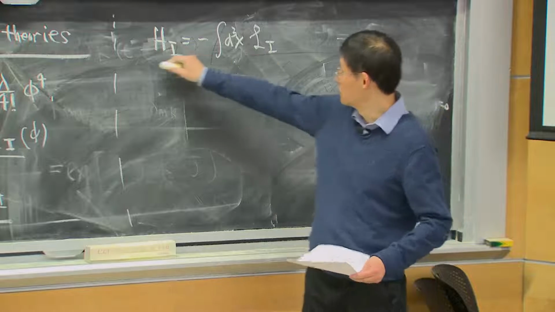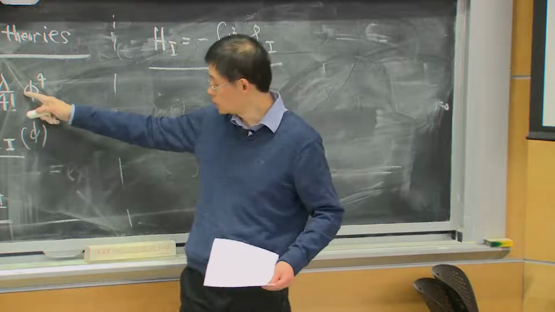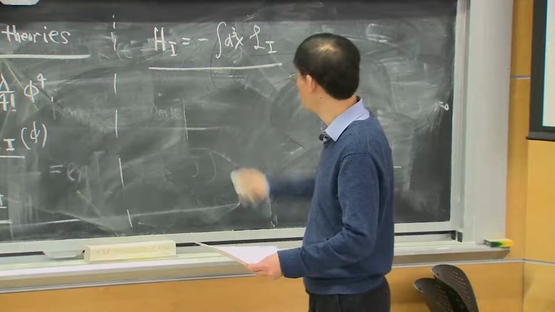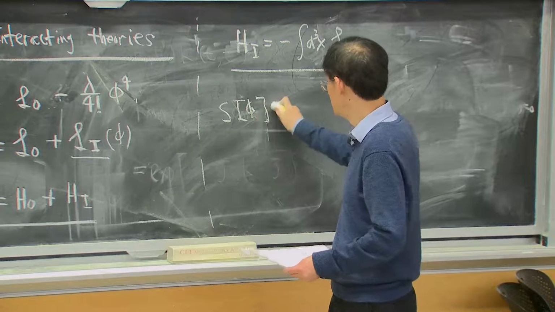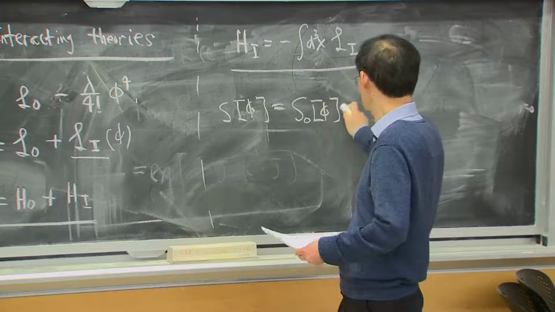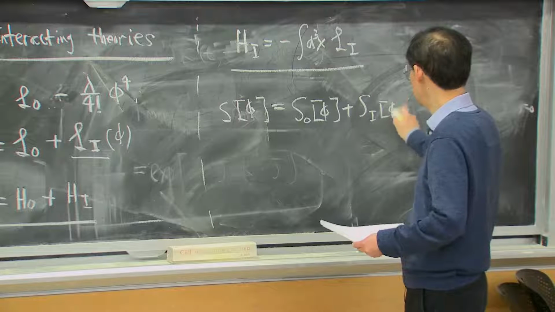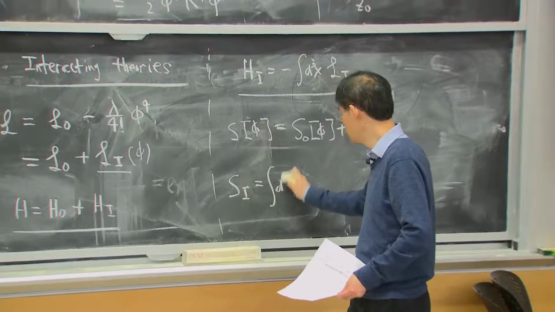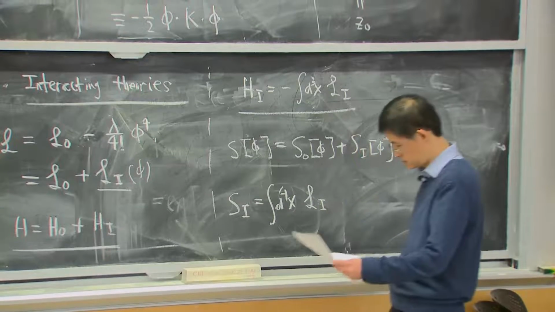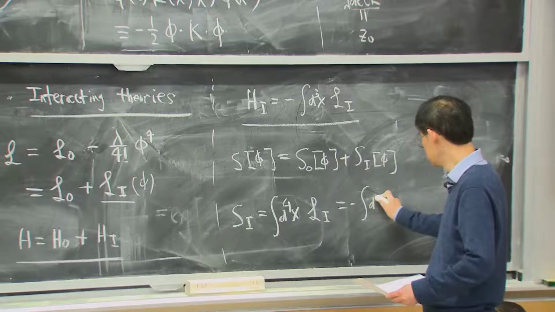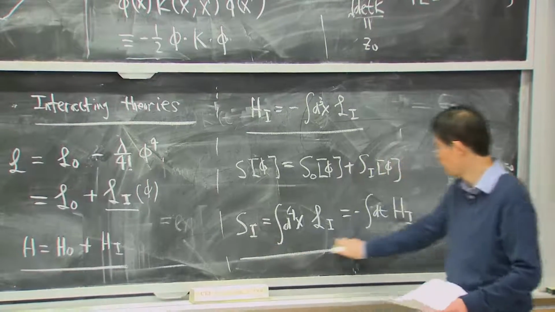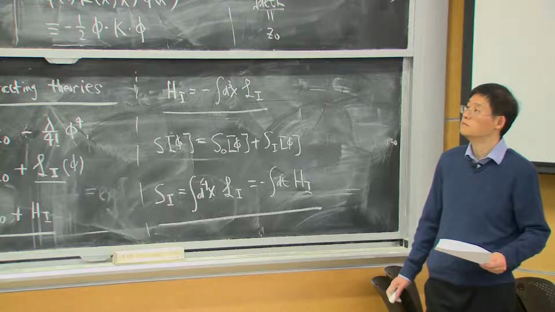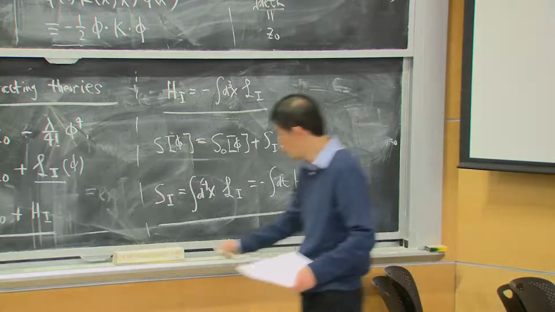So there's a very simple relation between this interacting term in the Lagrangian and in the Hamiltonian. And this is the free theory Hamiltonian. Now we will write our total action in terms of the free theory part and the interacting part. The interacting part is just given by the integral d4x Li. It's also the same as minus the integral dt Hi. Good, so that sets it up.